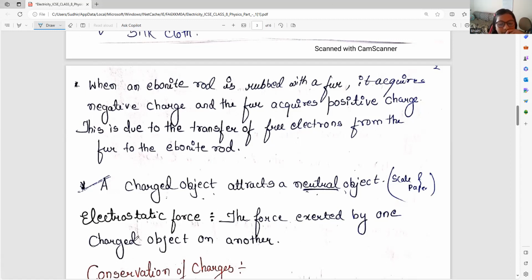A charged object attracts a neutral object. This is an important point. We all know that a charged object attracts a neutral object.